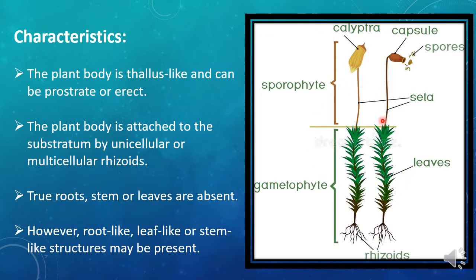This is the life cycle of bryophytes, in which the haploid gametophyte is predominant and the diploid sporophyte gives rise to the haploid gametophyte.